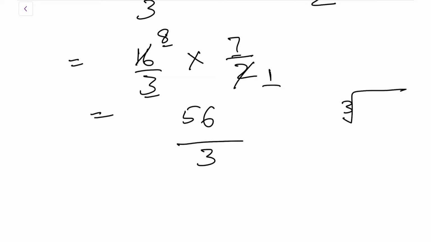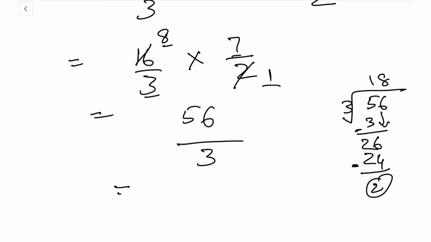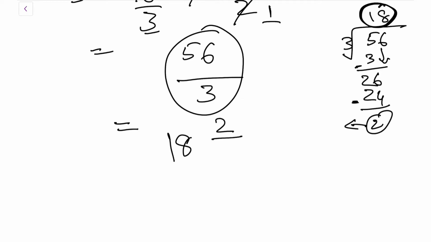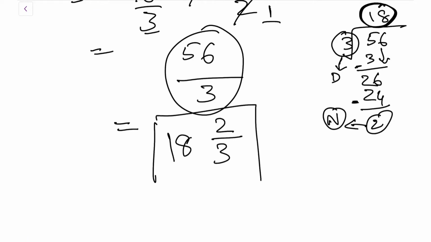Just do the division. 3 ones are 3, 5 minus 3 is 2, 6 comes down, 3 8s are 24, 26 minus 24 is 2. So if you have to write this in its simplest form, it will be a mixed fraction where 18 is your whole number part, 2 is your numerator, and 3 is your denominator. So this is your answer, 18 2 by 3. This is how you can do multiplication of mixed fractions.